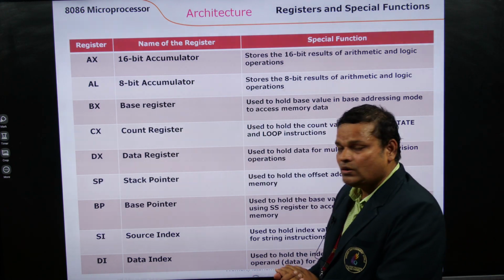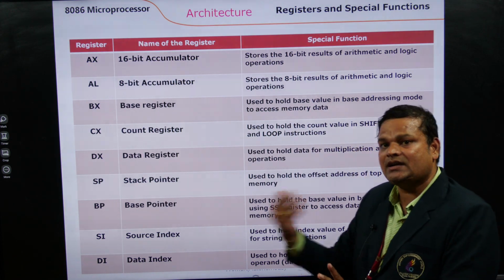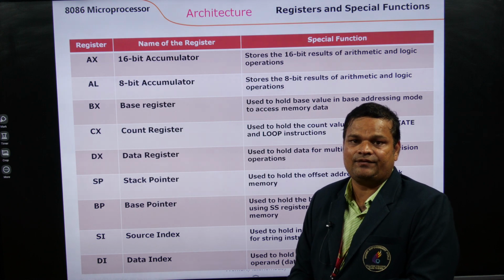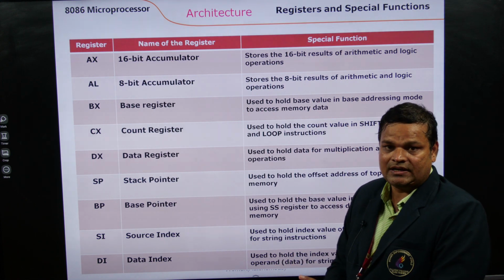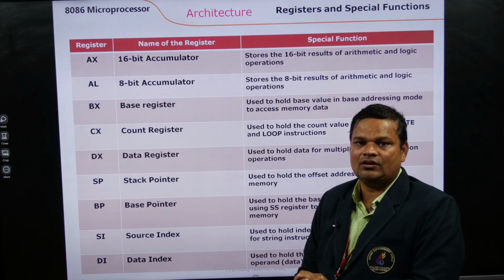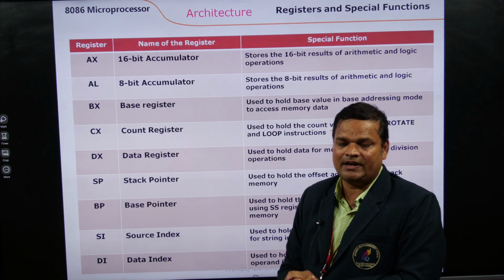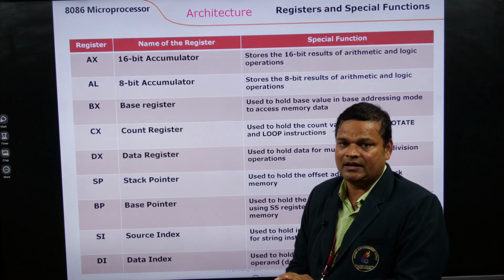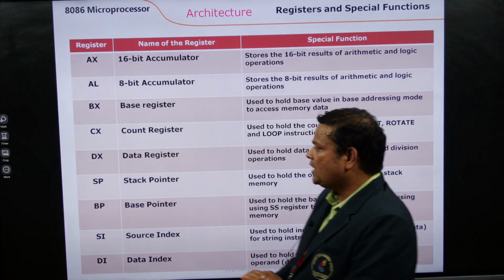Next comes the count register. One beautiful thing about the 8086 processor, compared to earlier processors like the 4004 or 8085, is that here we can directly use the count register. We have a loop instruction, where we directly write the loop instruction without mentioning how many times that instruction has to be repeated. So to use the loop instruction, the count value has to be stored in the count register.